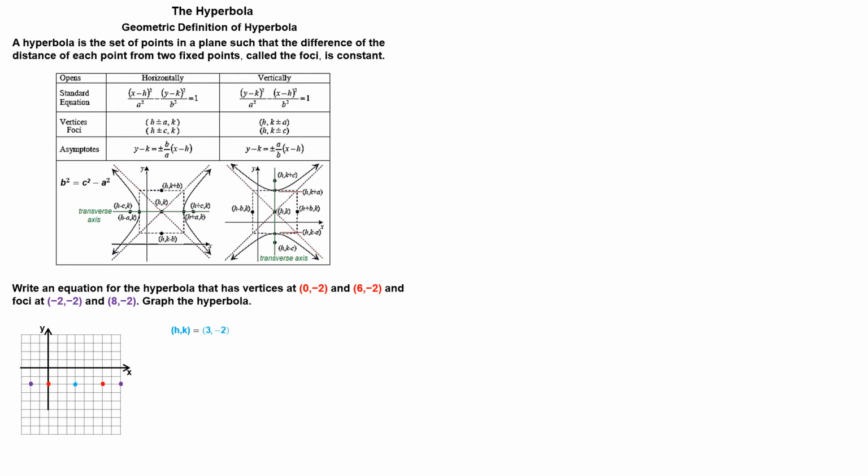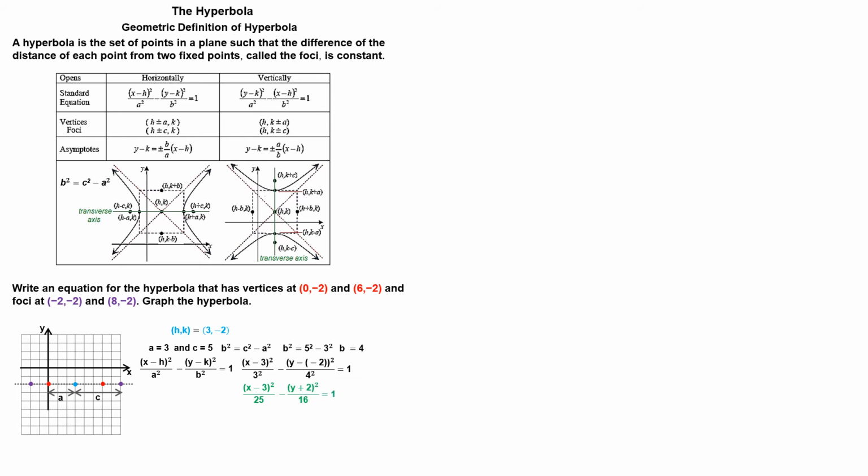We can see that the hyperbola has a horizontal transverse axis, and the standard form of the equation is as follows. To find the value of a, we should remember that a is the distance from the center to a vertex. And to find the value of c, we should remember that c is the distance from the center to a focus. We now find the value of b. So the equation we seek is given as follows.